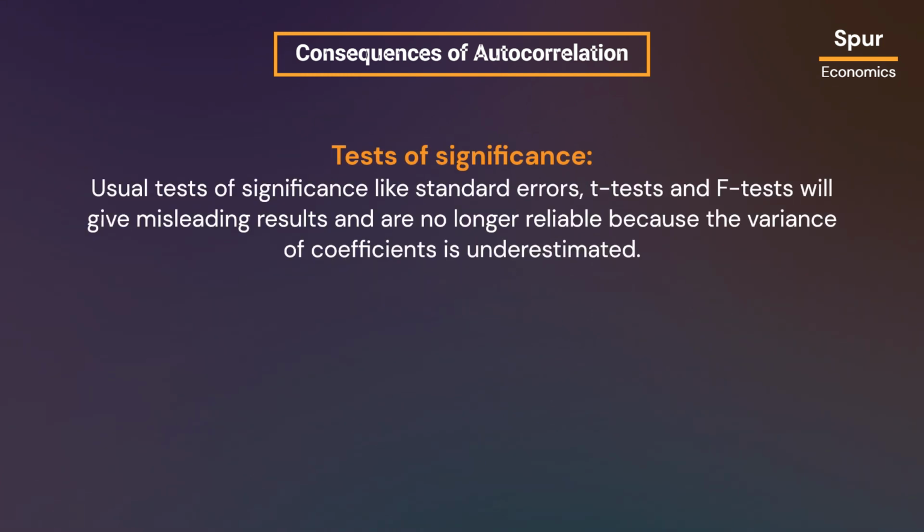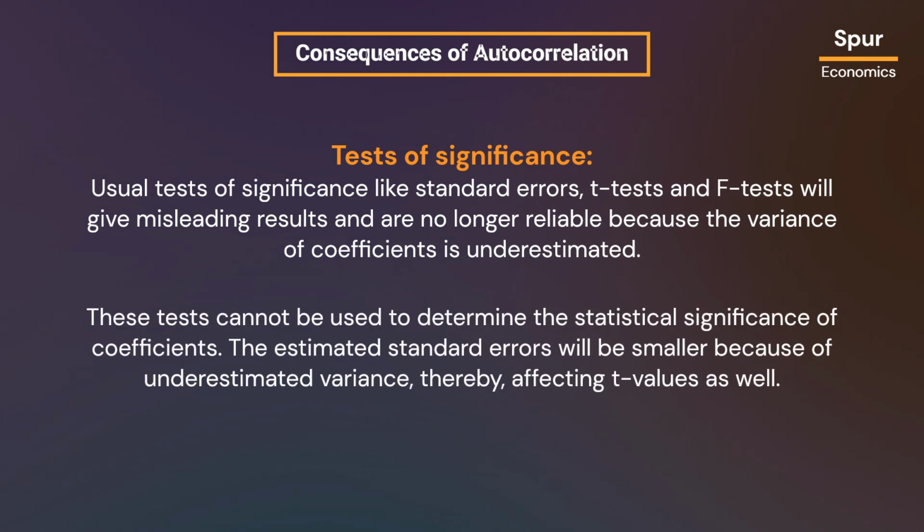Tests of significance. Usual tests of significance like standard errors, t-test and f-test will give misleading results and are no longer reliable because the variance of coefficients is underestimated. These tests cannot be used to determine the statistical significance of coefficients. The estimated standard errors will be smaller because of underestimated variance, thereby affecting t-values as well.